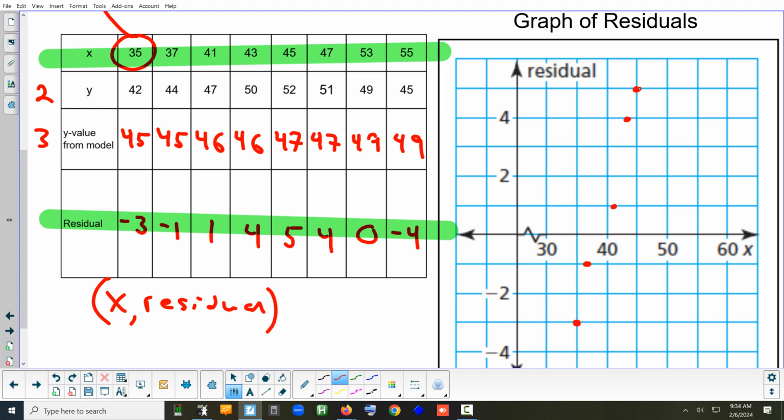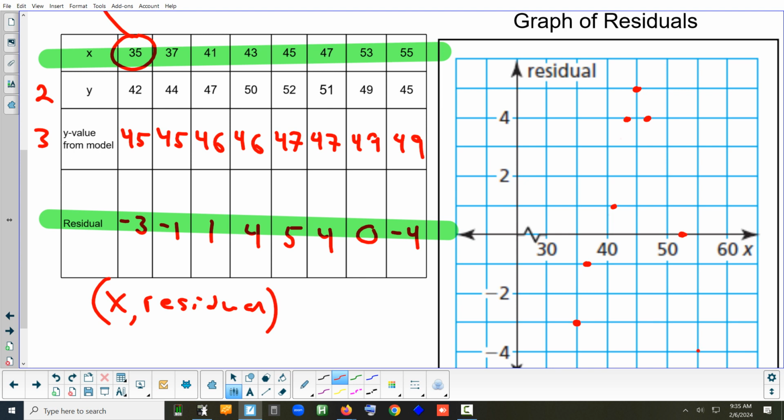So way up there. What's the next one? 47, 4, just estimating. The next one? 53, 0. That was a good one, so maybe about right there. And what was the last one? 55, negative 4. Yep, so the value for the 55 was off by 4.